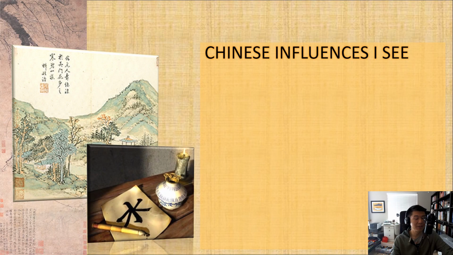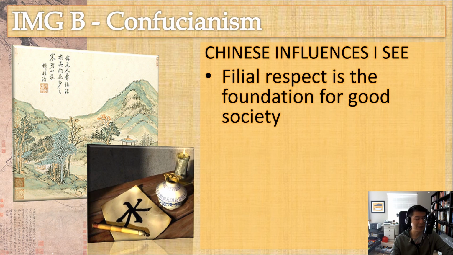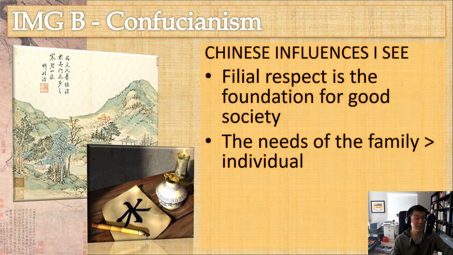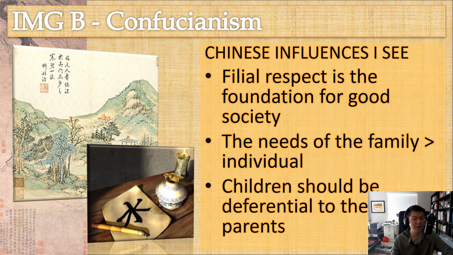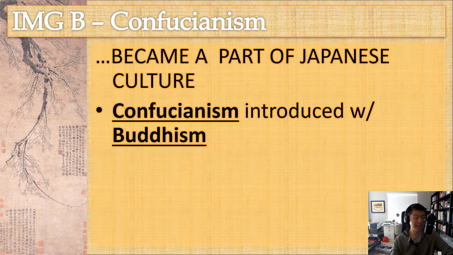Move on to image B, and image B is regarding Confucianism. Okay, the belief whereby there is respect through hierarchy, whereby the needs of the family are greater than the individual, and that children should be deferential to parents, which also means that if you are a follower of the state, you should be deferential to the emperor and the authorities around you. And this will become a part of Japanese culture in that Confucianism would be introduced with Buddhism.